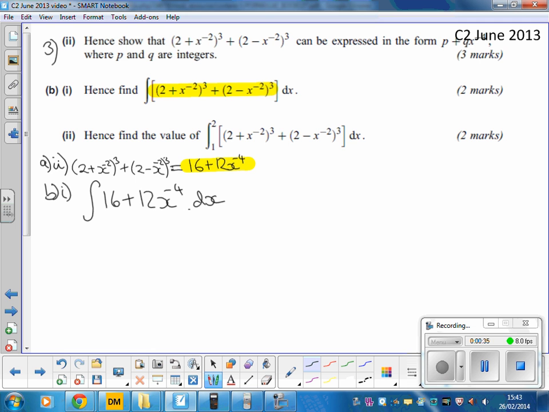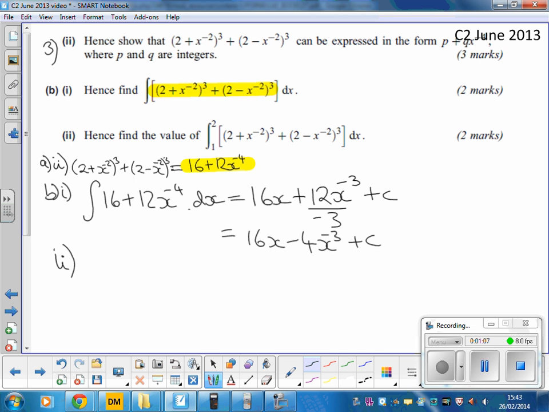Then all we're going to do is integrate, remembering that numbers integrate to that number times x, that's 16x. And then with the other term, we need to increase the power by 1 and divide by the new power. You would then be expected to simplify that, so that's 16x. We've got 12 divided by negative 3, it's going to be negative 4x to the negative 3. No limits, so we should have a constant there.